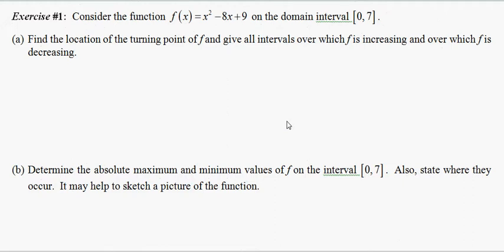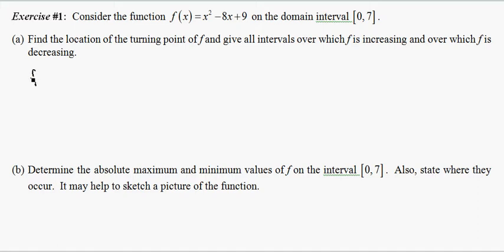It says, consider the function f of x equals x squared minus 8x plus 9 on the domain interval 0 to 7. It says find the location of the turning point of f and give all intervals over which f is increasing and over which f is decreasing. Alright, well, let's try to use calculus here. And what we're going to be doing is finding the derivative, so go ahead and do that quickly.